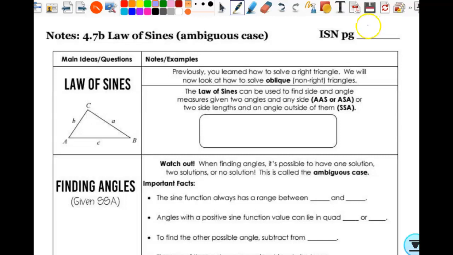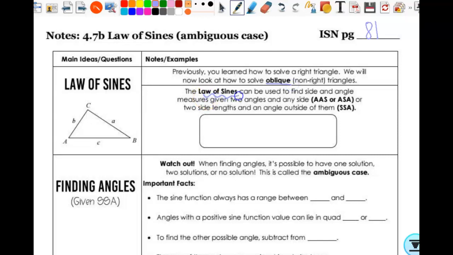All right, this is going on page 81 when we are done. So we're still talking about the law of sines, right? Same rule, same little proportion that we did yesterday. So this says the same thing as it did. Then we're going to look at oblique triangles, so we're not doing right triangles.